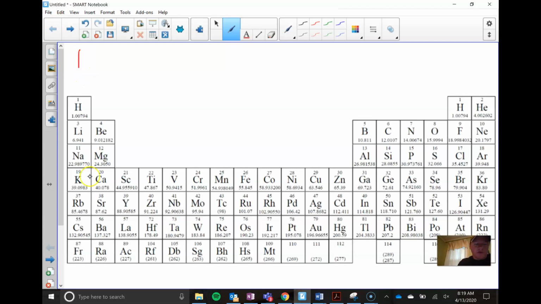This is main group 1 here. This is main group 2. And then we skip the transition metals, and then we come over here and talk about main group 3, 4, 5, 6, 7, and main group 8. And notice they've stuck hydrogen over here also, because sometimes it acts like those elements in group 7. So just disregard that hydrogen on this table.